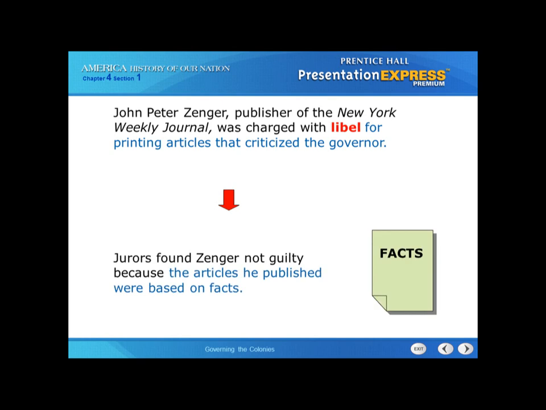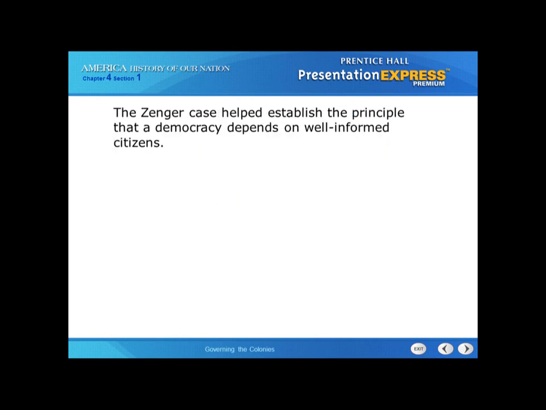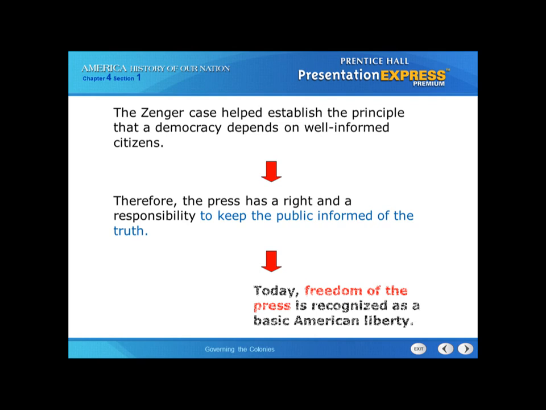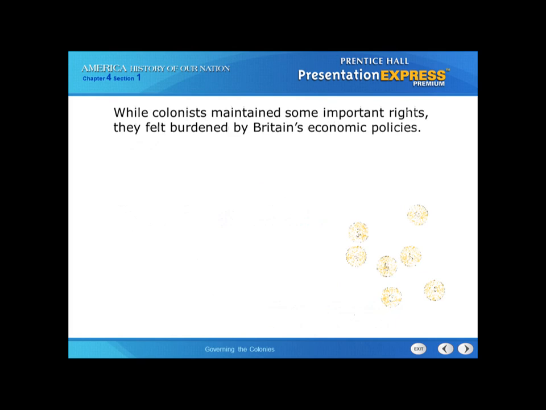Jurors, by trial by jury, found Zenger not guilty because the articles he published were based on facts. So even though he was critical, he wasn't punished. And that's a part of our modern-day Bill of Rights, that the press can print what's true. The Zenger case helped establish the principle that a democracy depends on well-informed citizens. So people have to know what the government is doing and be able to think about their actions. And the press has to have the freedom to report that. Their job, the press, is to keep the public informed. And we recognize that in our First Amendment as a basic American liberty.